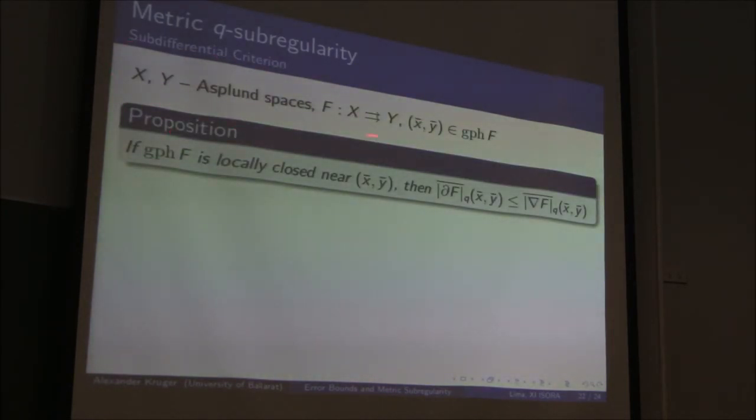If the spaces are Asplund, and the graph is locally closed near the given point, we have this inequality, and this explains why this constant can be used for formulating sufficient conditions. If this constant is positive, then automatically this constant is positive, and the main primal space constant is positive as well, and this is equivalent to the error-bound property.